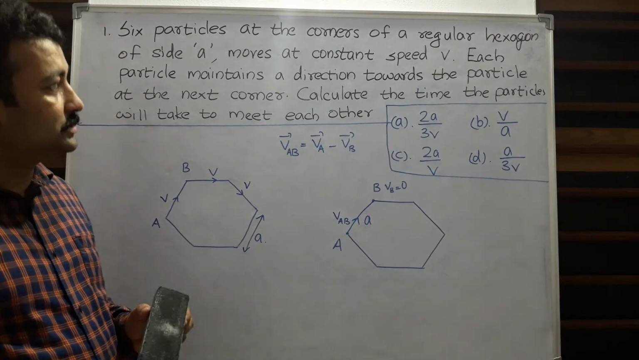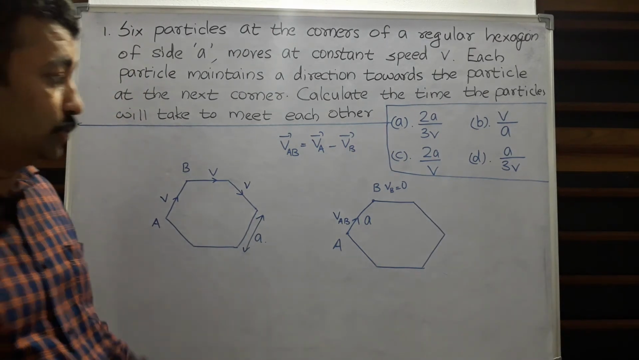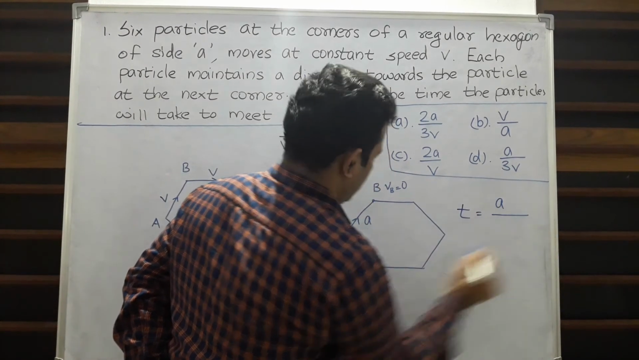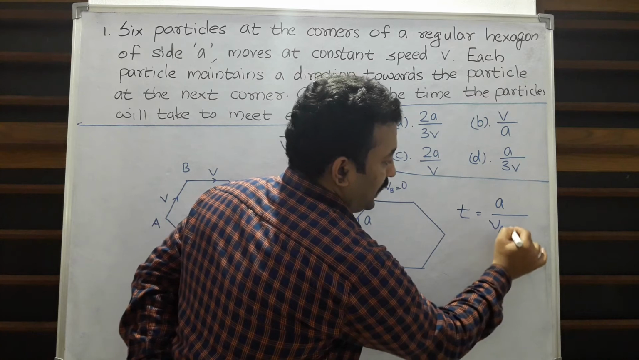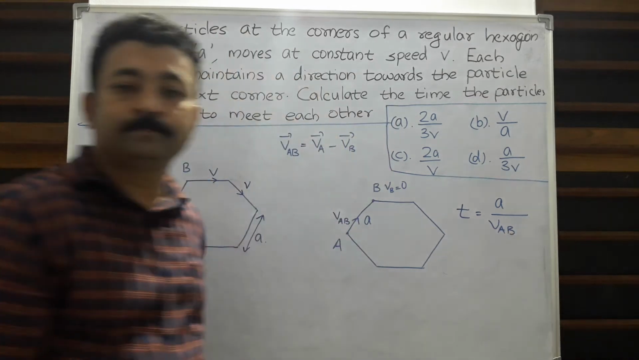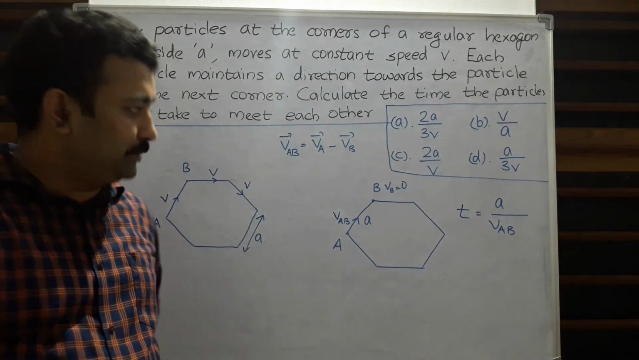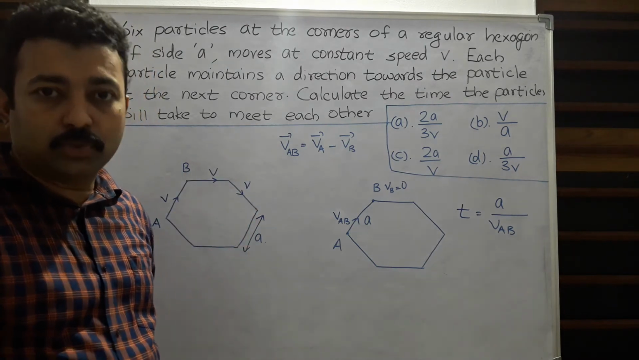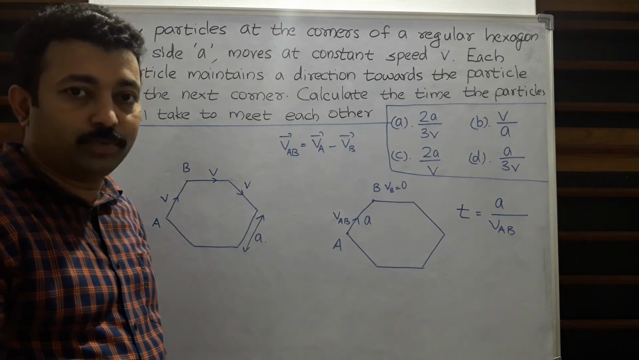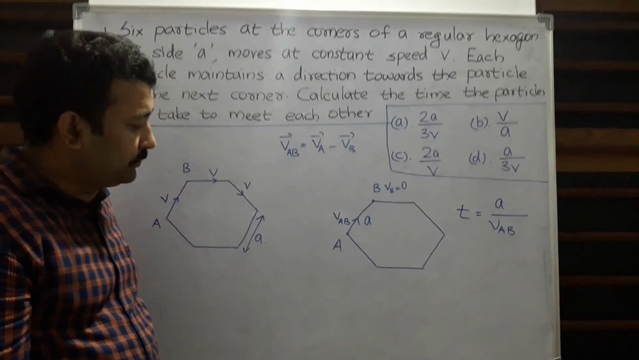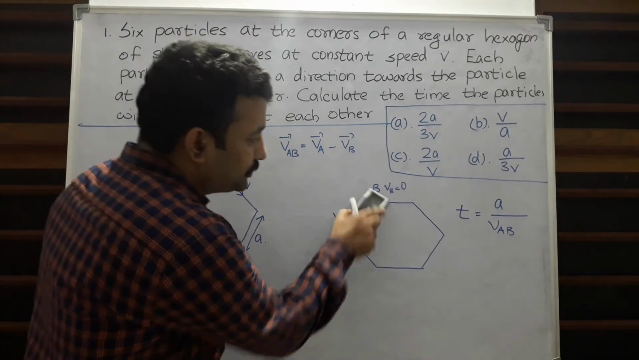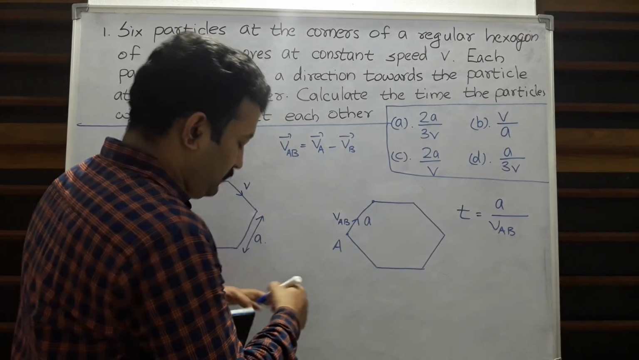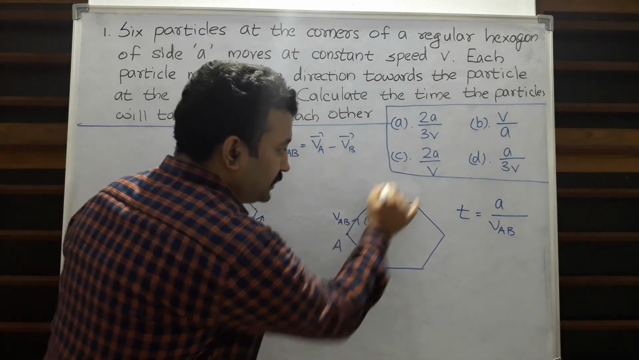The problem is how to find the time taken. Time taken will be simply equal to the distance that will be covered divided by the velocity of A with respect to B in that direction. That is what we need to find. So we are going to continue with this. Here we have assumed that B is at rest, and we have to get VAB in this direction.